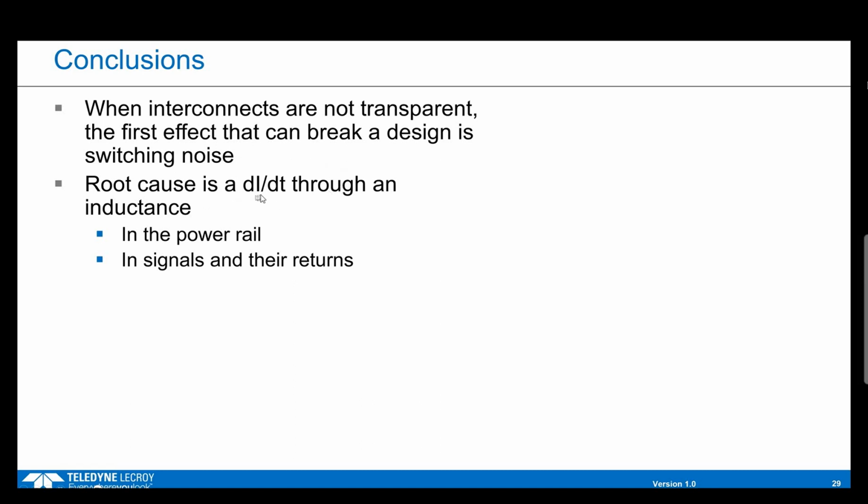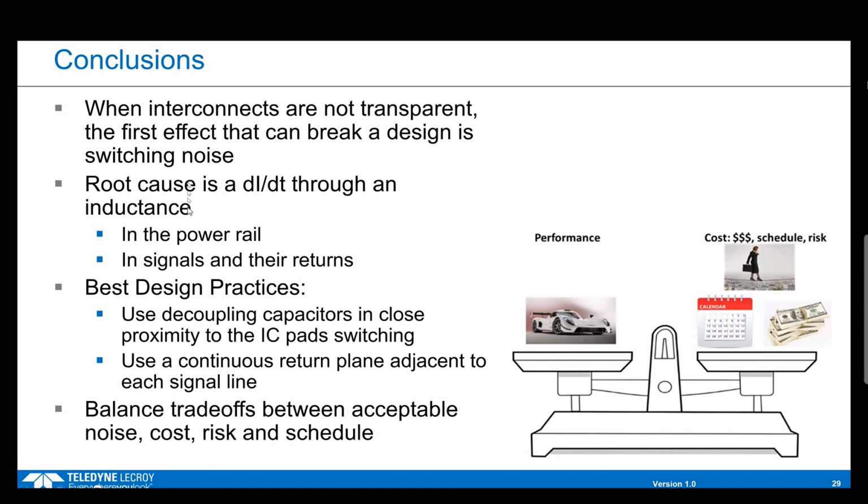And we saw that the root cause of switching noise is changing current through an inductance. Generally, it's going to happen in the power rails and in signals and their return paths. Well, that identification of the problem and the root cause gives us some insight into what best design practices might be. And that's where we saw a really quick example of the use of decoupling capacitors in close proximity in order to reduce the inductance that the device sees, and the use of a continuous return plane adjacent to the signal line to minimize the mutual inductance, minimizing the coupling to adjacent traces.